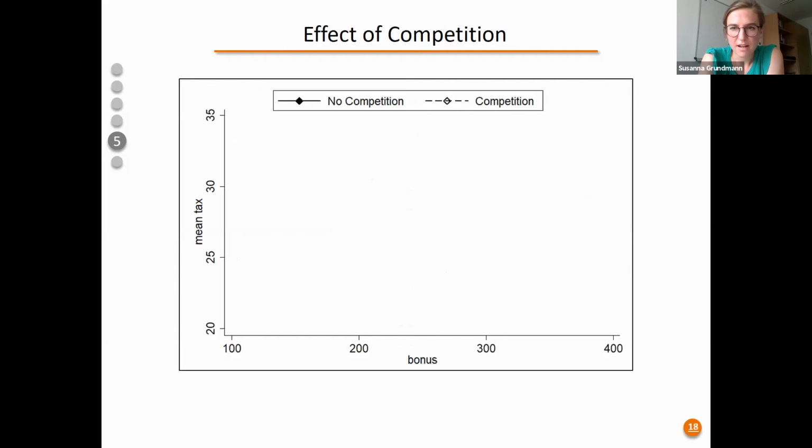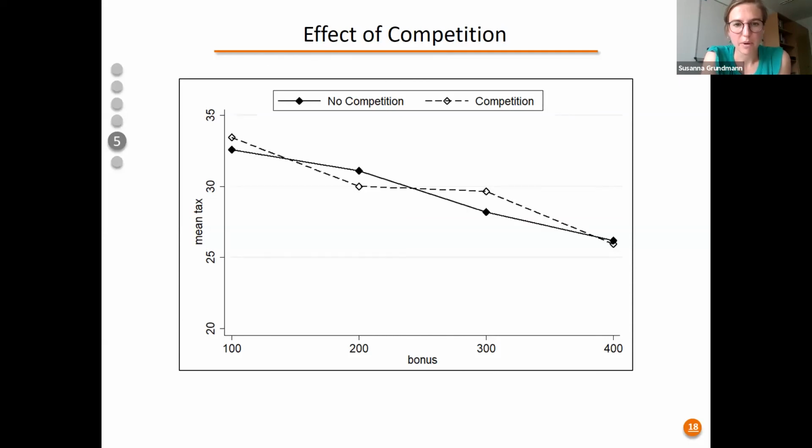Okay, then looking at the effect of competition, I expected the mean reported tax rates to be lower in the competition treatments. Again, I pool the data here for the no competition and the competition treatments. And what we can see is that there is basically absolutely no difference at all. So subjects seem to have reported very similar tax rates in the competition and in the no competition treatments.